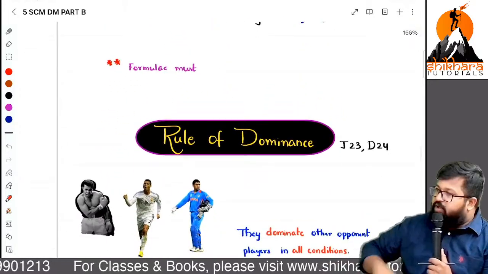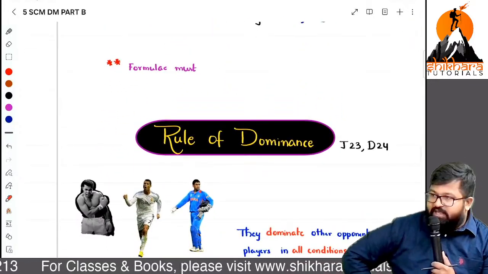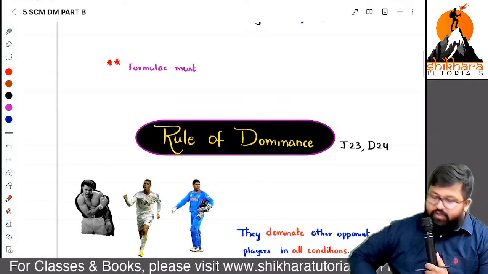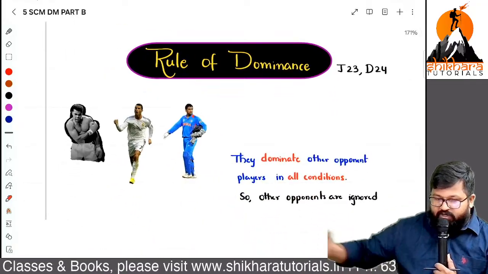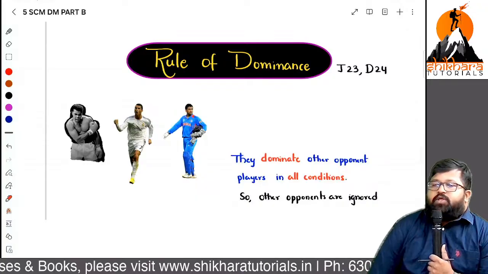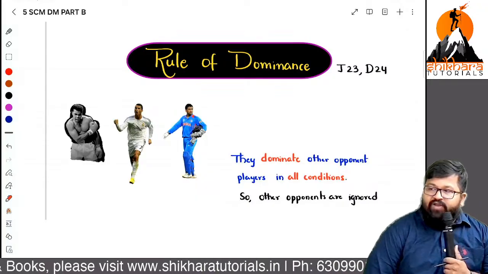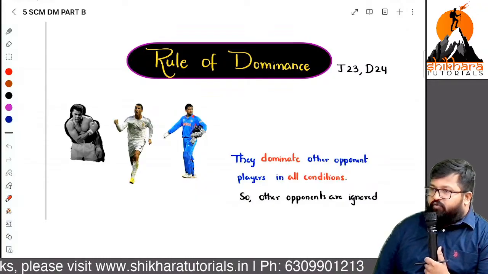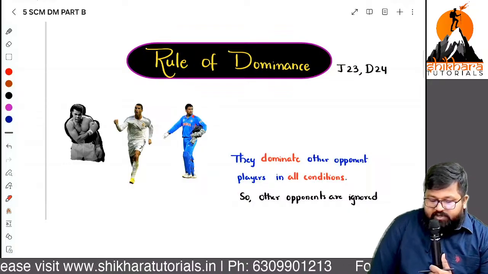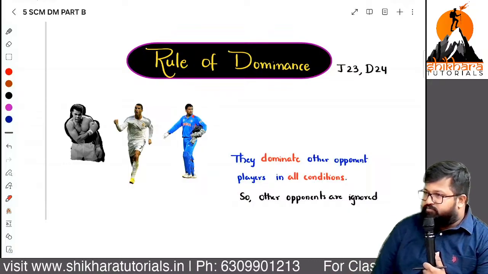Next, what is the next one? The rule of dominance. This is important. What are the attempts given there, the last attempts? June 23 and December 24. June or July? June.